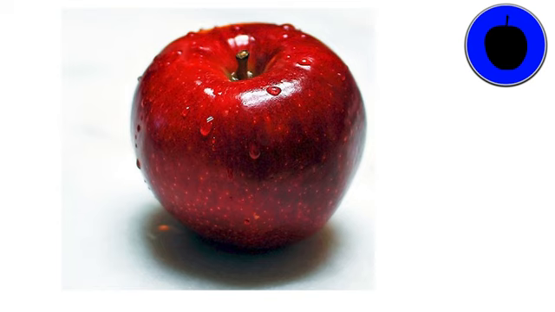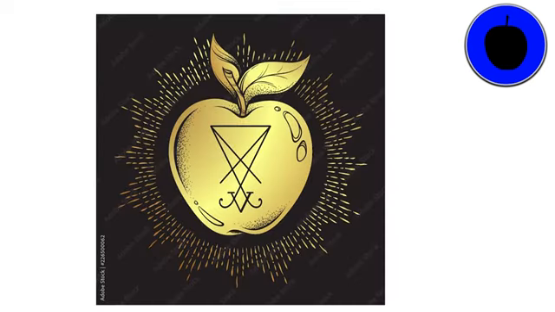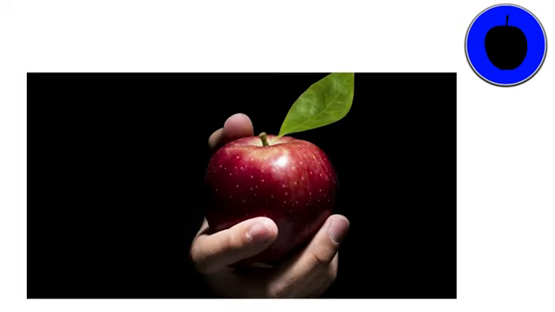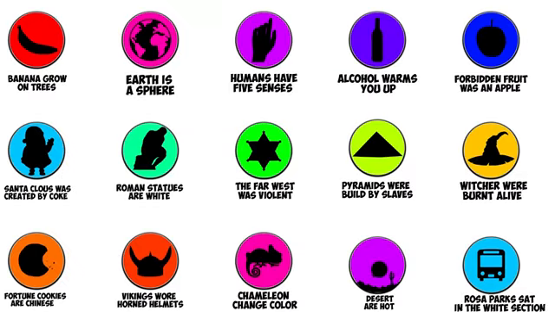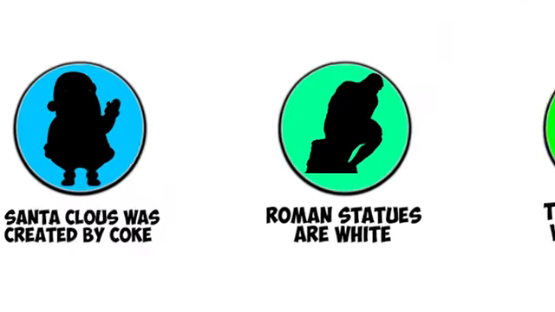Images in art. Often in drawings, paintings, or graphs, you can see an apple tree with apple fruit growing directly on the branches, which can give a misleading impression of what fruit growth looks like. The next misconception is that Santa Claus was created by Coca-Cola.